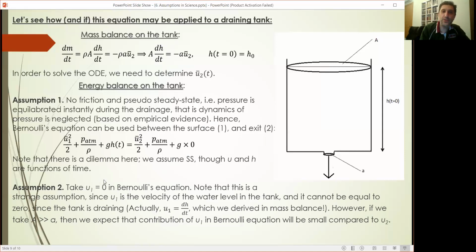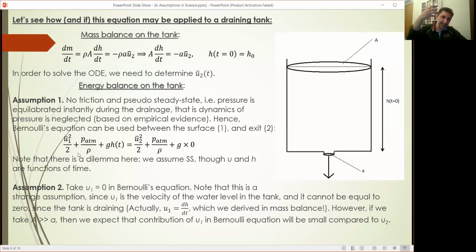So if you take u1 to be equal to 0 here, and put it there, then u2 is going to be also equal to 0. So these assumptions are pretty interesting. We assume u1 equal to 0 only in the Bernoulli equation. And why do we do that? Because the cross-section area here is much, much greater than the exit area, so in this equation we expect that u2 is going to be much larger than u1. Then you can safely neglect the contribution of u1 here, but not in this equation. Note that again, dH over dt is u1. We don't neglect u1 here, but here we neglect it.